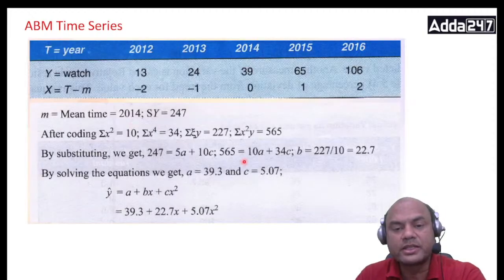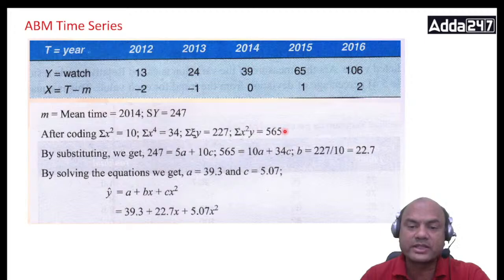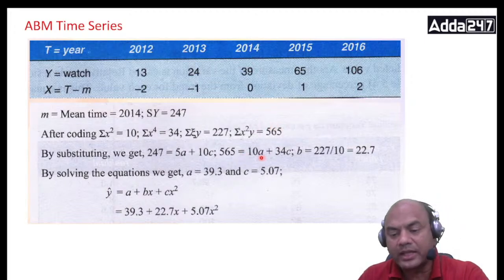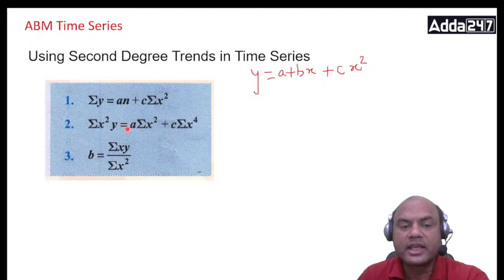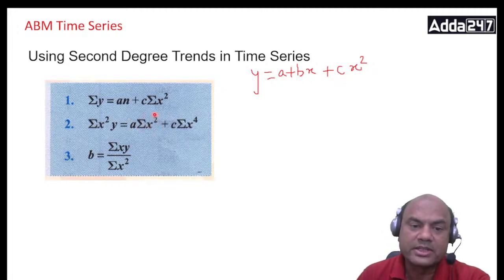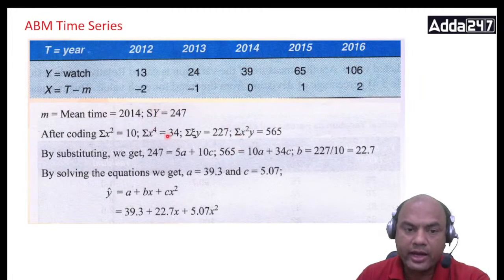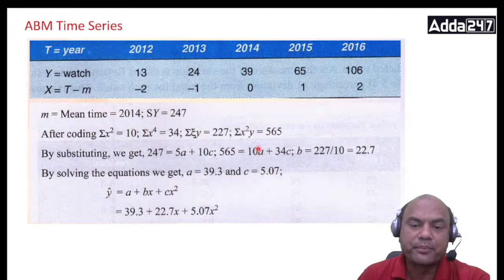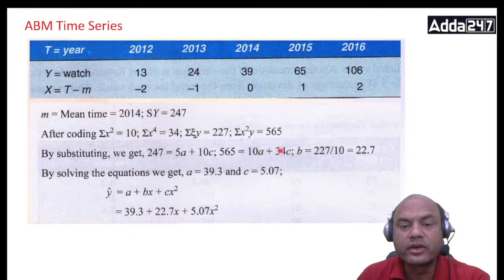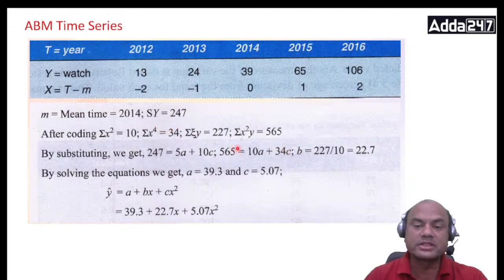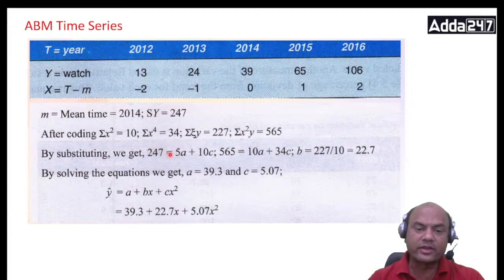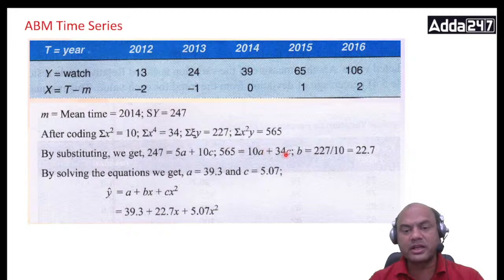Summation x square y, this also you got it. Summation x square y is 565, equals 10a. What is this 10a? A summation x square. Summation x square you got it already, right? This 10a plus 34c. So x raised to 4, into c. So now we have got two equations over here. 247 equals 5a plus 10c. 565 equals 10a plus 34c. Now using these equations, you can find a and c, and b also you can get.